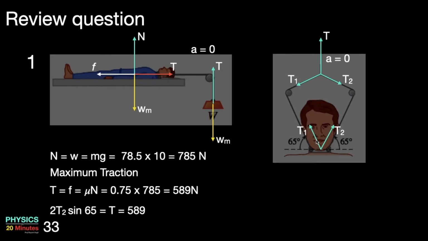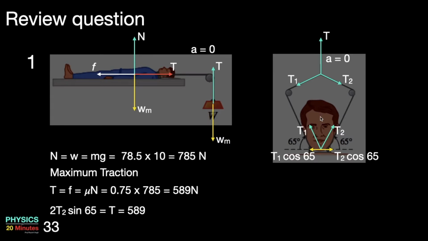Now T1 makes an angle of 65 degrees with this axis. So I have T1 cos 65 working towards the left, T2 cos 65 working towards the right. Since the person does not get any lateral displacement, these two must be equal, and that tells me that T1 has to be equal to T2. So from the symmetry of the diagram also you can conclude that T1 and T2 will be the same in magnitude.